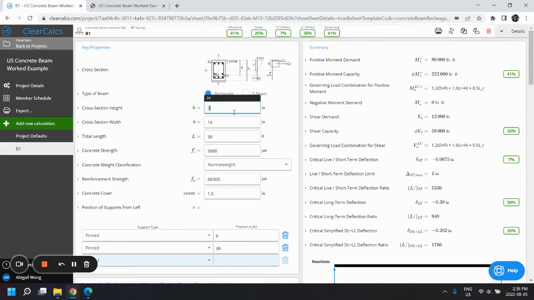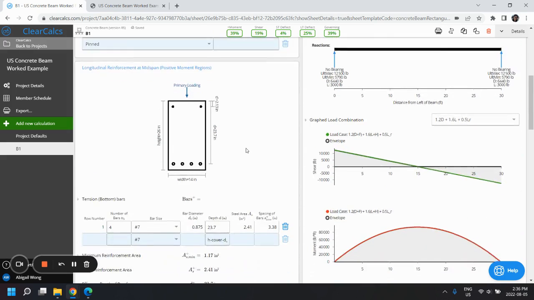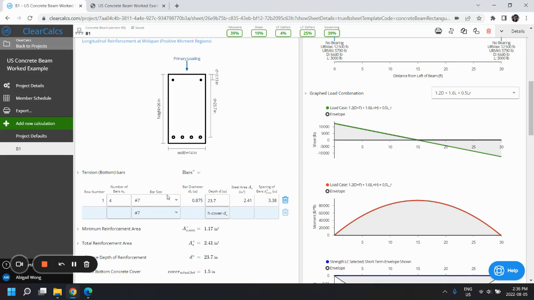Our total height was 22.5 plus an additional 3.5 inches for a total of 26 inches. Our cross-section width was 14. The total length can be left at 30 feet as the length does not have an impact on the moment calculations. The concrete strength and the reinforcement strength are the same as in the textbook. So let's scroll down to the reinforcement cross-section.